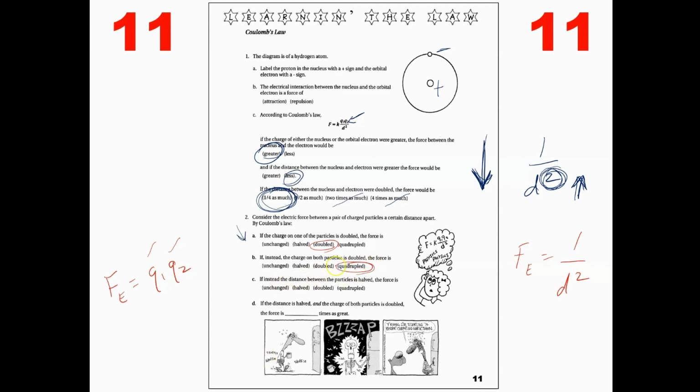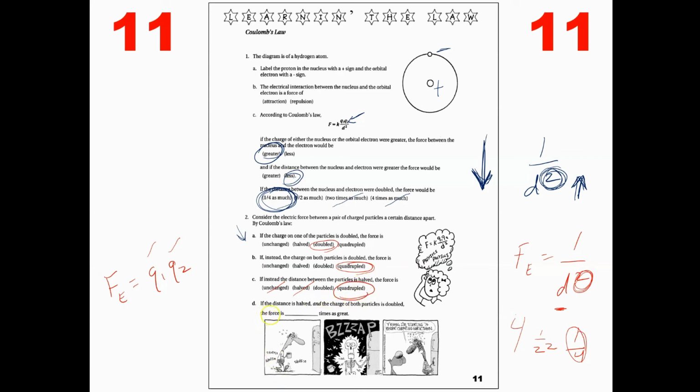If instead the distance between the particles is halved, the particles get closer together. So that means your electrical force has to go up. It won't be unchanged, it won't be less. Now we have to think about doubled or quadrupled. If the distance between the particles is halved, square, it's going to be quadrupled.